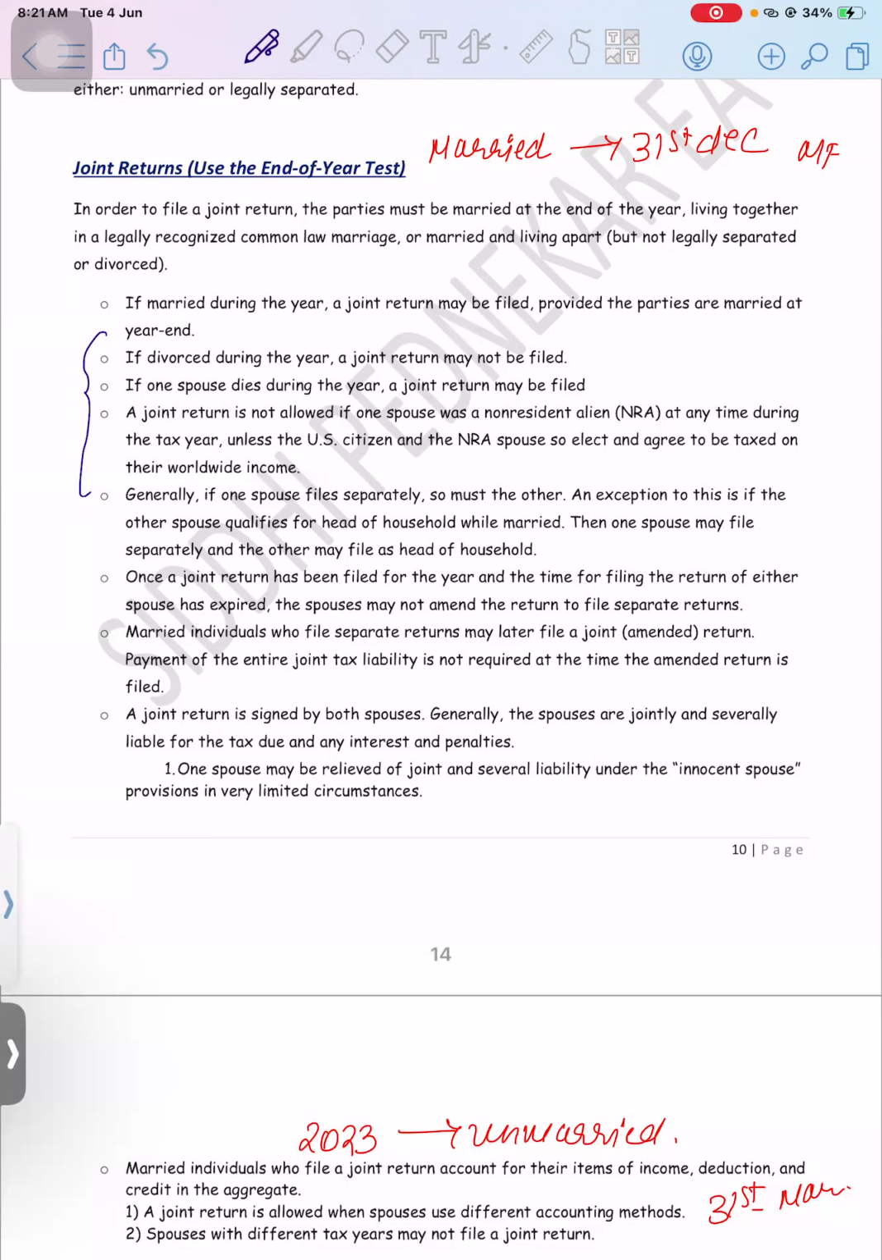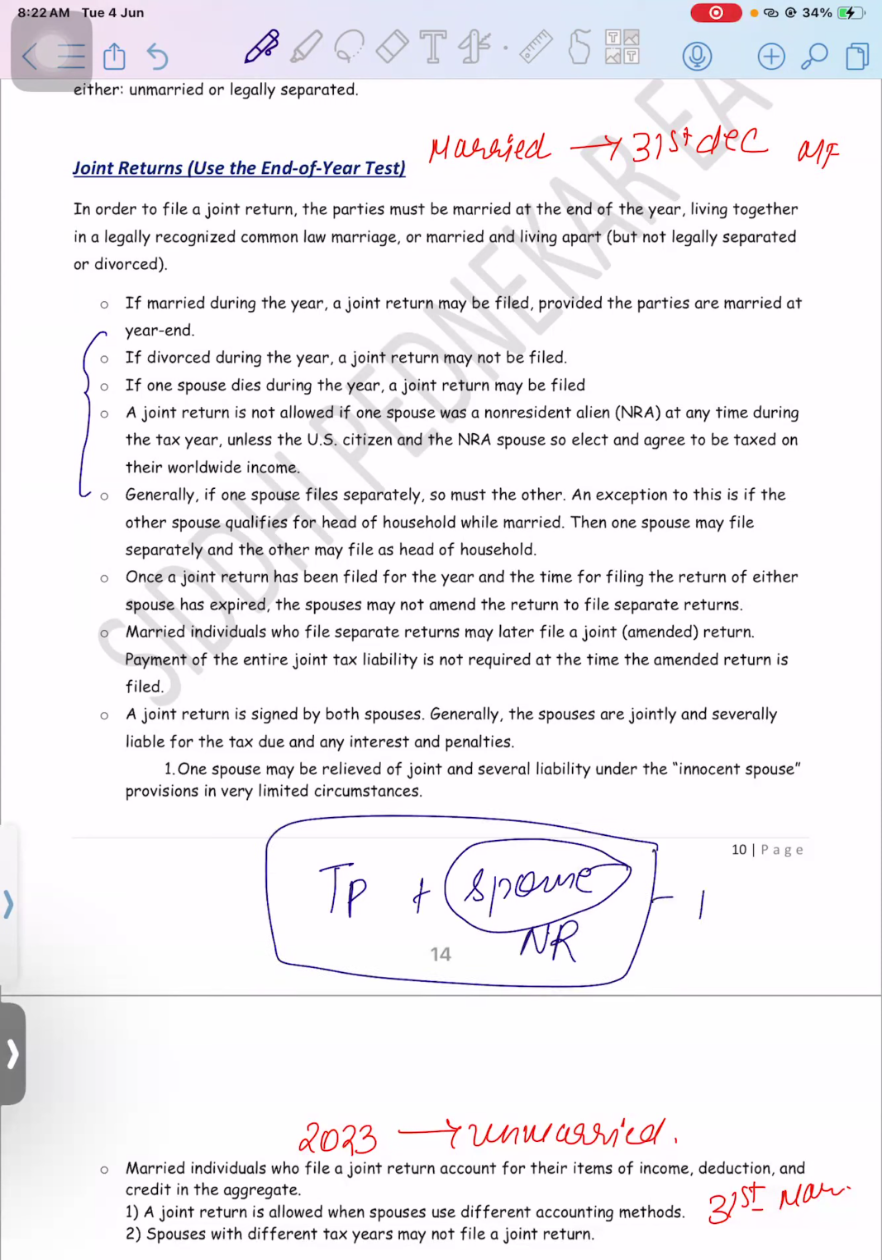I'll take the second. It looked like a question. A US citizen and spouse elect to agree to be taxed on their worldwide income. In the scenario, taxpayer and spouse, both incomes should be shown as worldwide income. Let's say the spouse is a non-resident, and both agree to file a 1040 return in the form of MFJ.